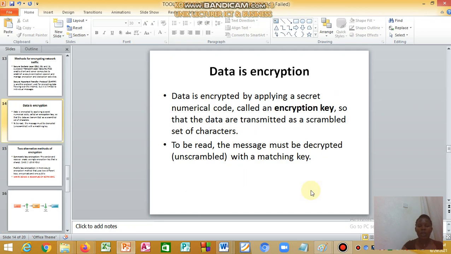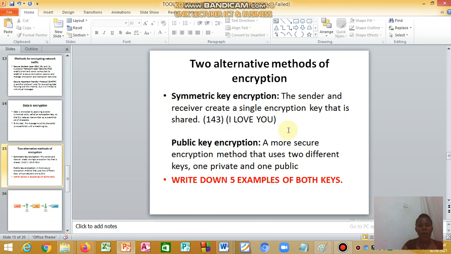Here we have two types of encryption. We have the symmetric key encryption, like someone sends something from a sender to the receiver. You write the word like 143, and the person who is intended to get the information will know. If you, for example, mean I love you, a person will know because it is encrypted between the two of you. But this can also mean I hate you because it is a 143. Then the public encryption key.